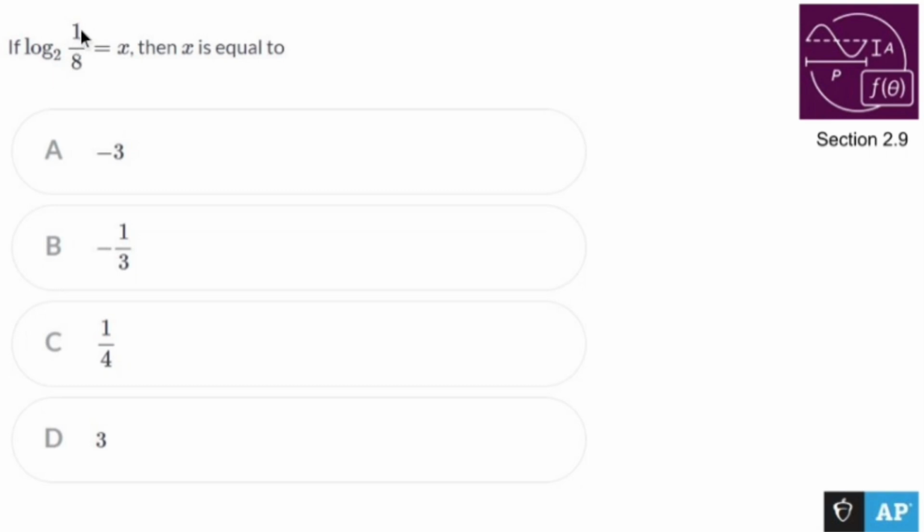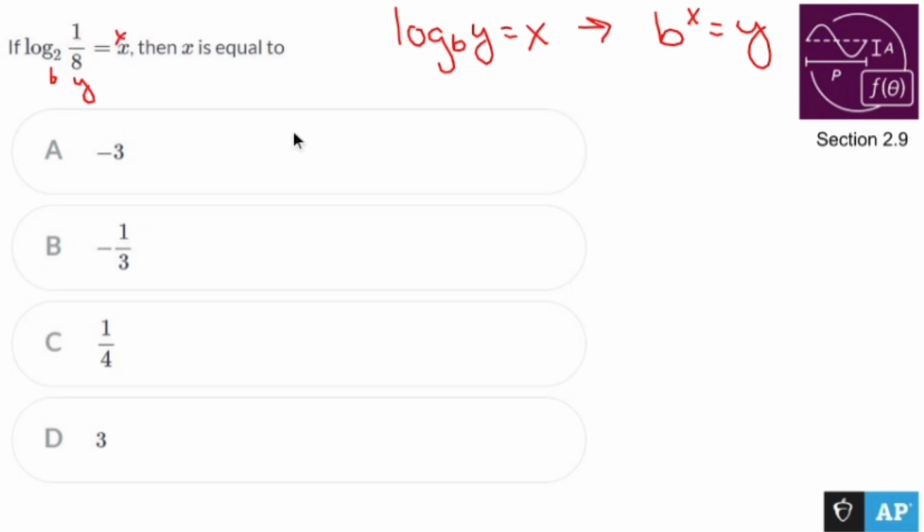If log base 2 of 1 over 8 is x, then x is equal to... All right, well, I know that log base b of y equals x can be written as b to the x equals y. So if you're my base and you're my y and x is my x, I can write this out as 2 to the x equals 1/8. I don't see a calculator there. Ooh, I know what I can do. I can write this out as 2 to the x equals 1 over 2 to the third because 8 is 2 to the third.